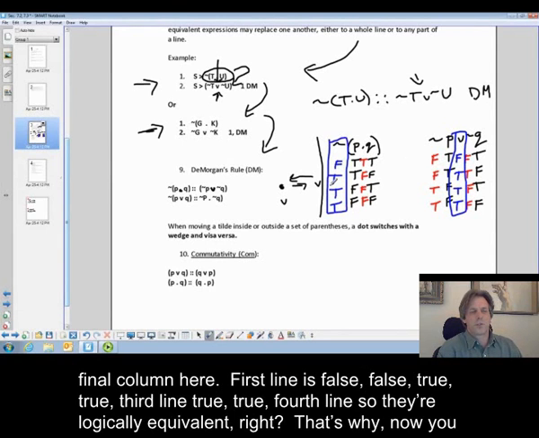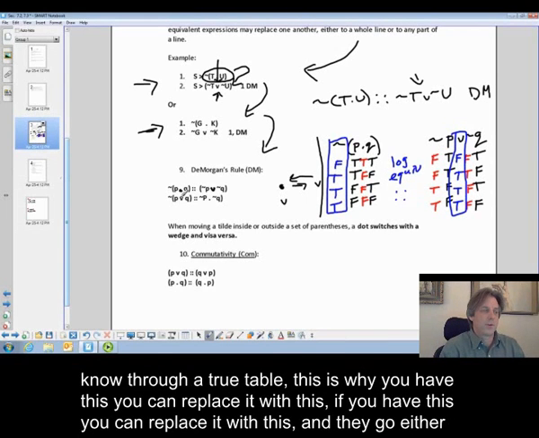First line is false, false. True, true. Third line, true, true. Fourth line. So they're logically equivalent, right? That's why, now you know through a truth table, this is why if you have this, you can replace it with this. If you have this, you can replace it with this, and they go either direction.